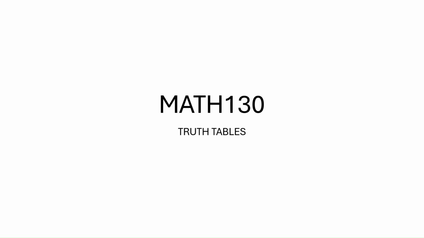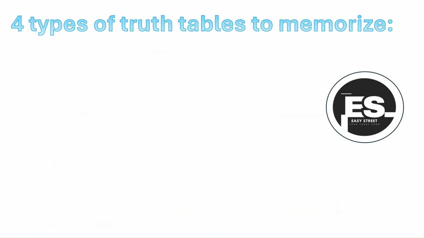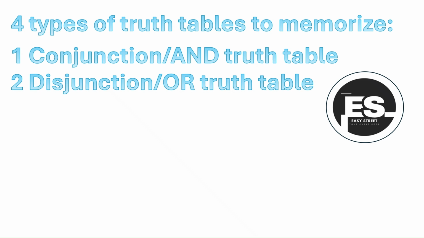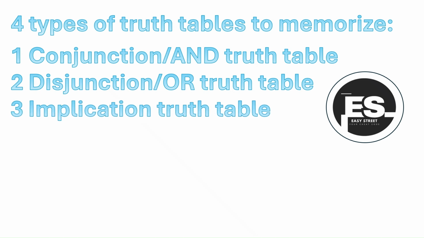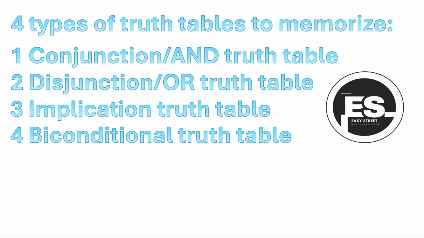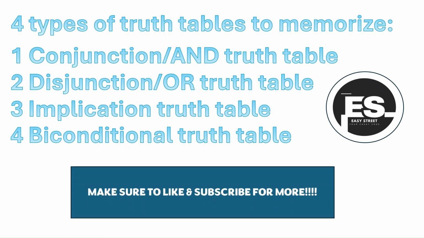Okay, so there are four types of truth tables that you need to memorize. Firstly, it's your conjunction / and truth table. So when I'm looking for and, I'm referring to your conjunction truth table. Second table is the disjunction / or truth table. Your third table is the implication table. And finally, we have the biconditional table. You must remember these four tables in order to pass test 2.